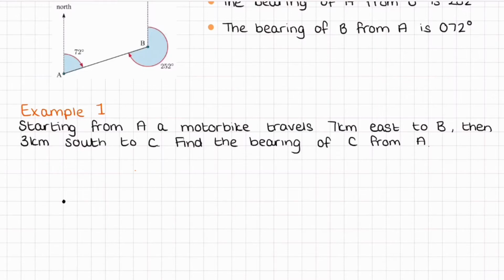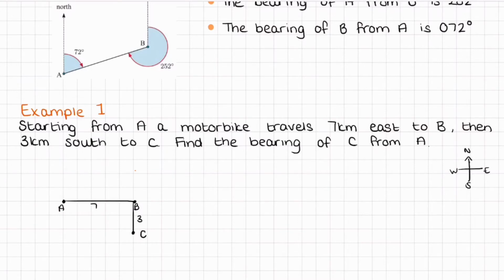The bike travels 7 kilometers east. So if you don't know what north, south, east and west are, I'll just do a quick thing here. So you've got north, south, east and west. So it's going to travel 7 kilometers east to B. So it's going in the east direction. So that's point A to a point B. We know that's 7. Then it travels 3 kilometers south to C. So from B, it's going to go 3 kilometers south to a point C.